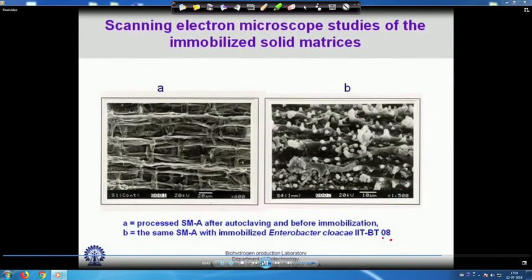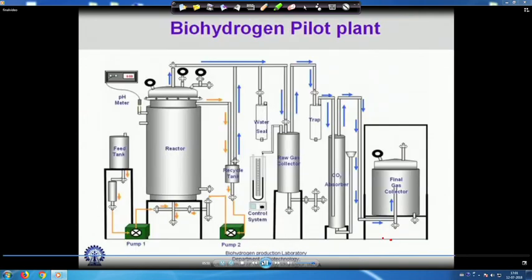Starvation stimulates the cells to immobilize on the carrier material during stabilization. Buffer is then drained out and sterilized media is pumped in using a peristaltic pump. The bioreactor is initially operated in batch mode until hydrogen production peaks and then continuous flow of the media is started.